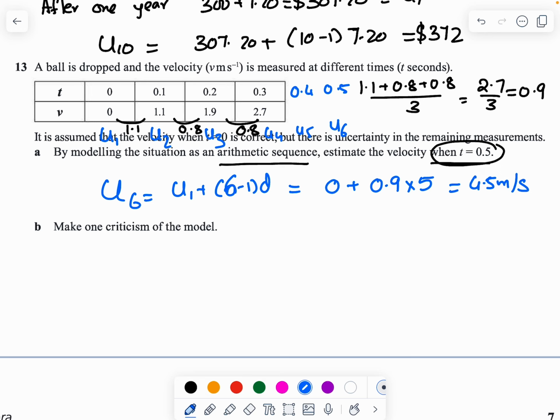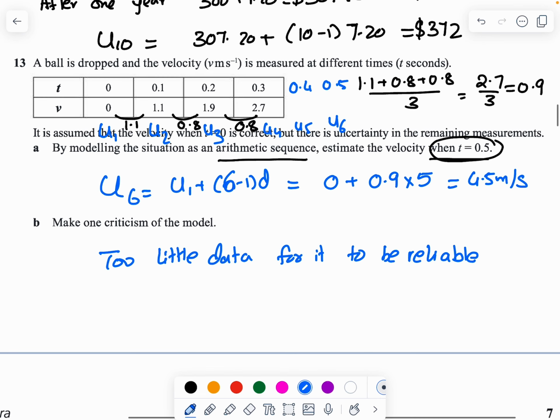Make one criticism for this model. So too little data to compare. So too little data for it to be reliable. Very too little data.